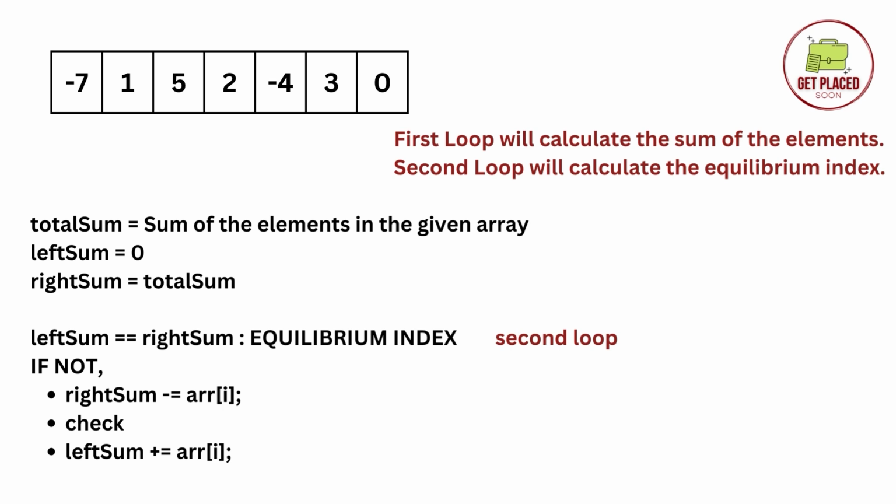If not, we will increment the left sum with the ith value and we will run the array and see if left sum is equal to right sum. If you have not understood, don't worry, we'll take an example and see.